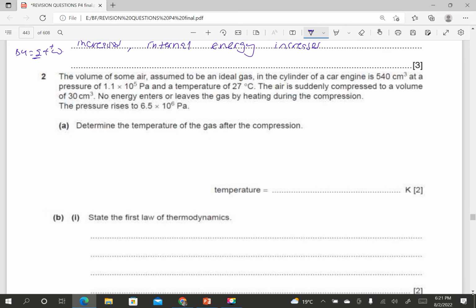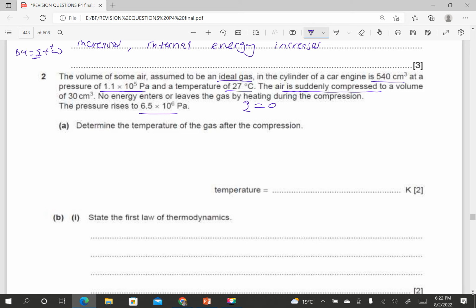Next, the volume of some air, assumed to be an ideal gas, in the cylinder of a car engine is 540 centimeters cubed at a pressure of 1.1 times 10 power 5 pascals, temperature 27 degrees Celsius. The air is suddenly compressed. There is no time for heat to enter or leave the system, so no energy enters or leaves the gas by heating during the compression. That means Q is 0. The pressure rises to a higher value; determine the temperature of the gas after the compression.